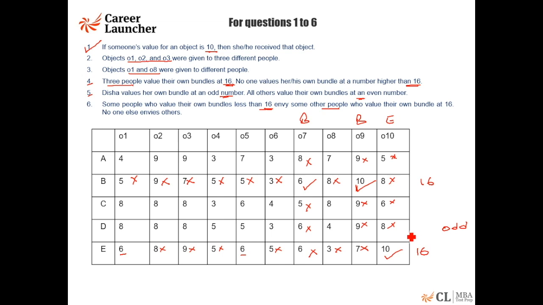Now since D is an odd number, that means either A or C will be 16 and the other will be an even number less than 16. So between A and C, one has to be 16 and the other has to be an even number less than 16.